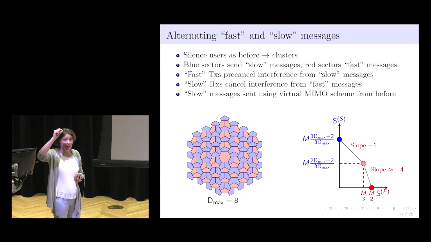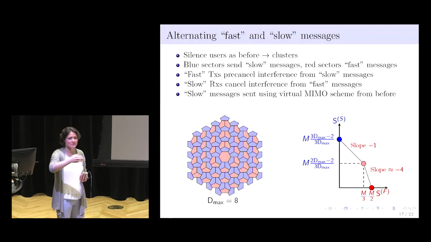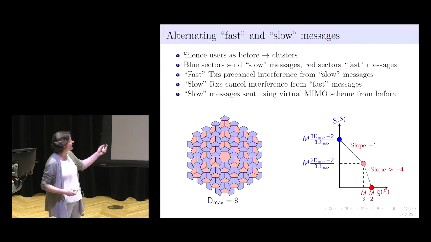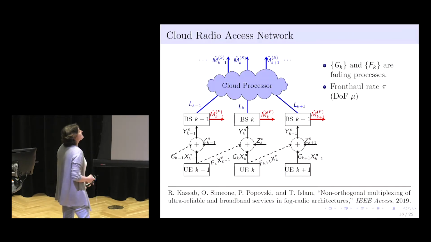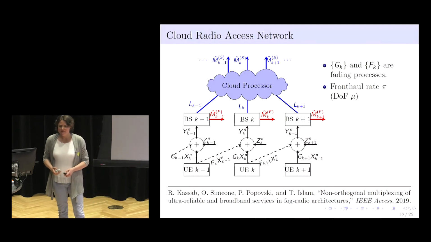So each slow mobile sends its signal to its fast neighbor. The fast neighbors can pre-cancel it. So in the fast sectors, we get interference-free signals. And then these decoded fast messages are sent to the neighboring slow sectors, so they can also cancel it off, and then we can just do what we did before. So all the slow messages are decoded at the central point. And we get this point here.